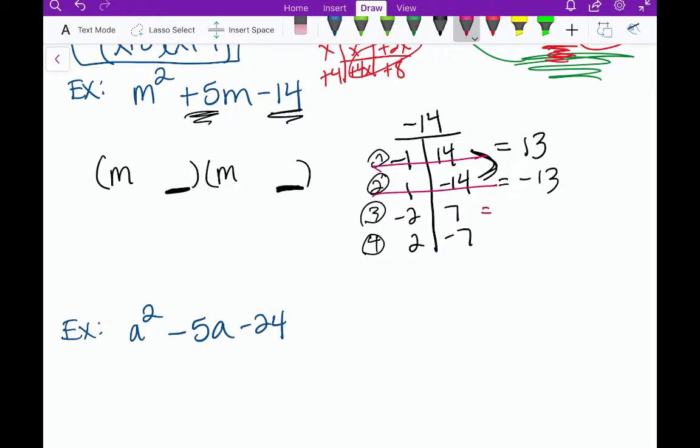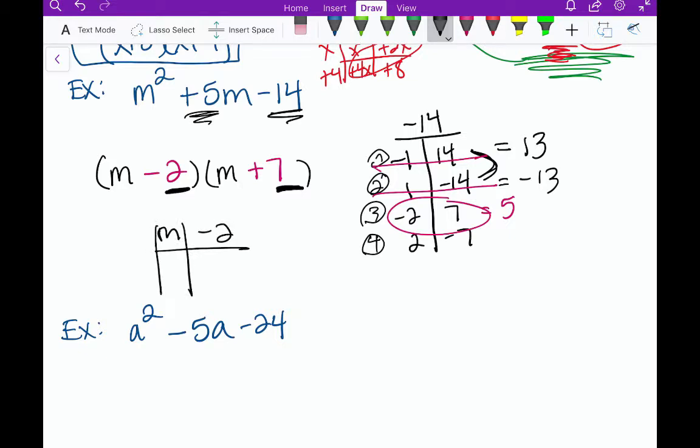Negative 2 plus 7 is 5. So that looks like it is the answer. There is only going to be one answer every time you do this. So once you find it, you can stop unless you feel like maybe you're not confident in that. So I'm going to put a minus 2 here and a plus 7 here. And again, I'm just going to real quickly do the checking of this. So m minus 2 and m plus 7. M squared minus 2m plus 7m minus 14. 7m minus 2m is 5m, so this is the correct answer.